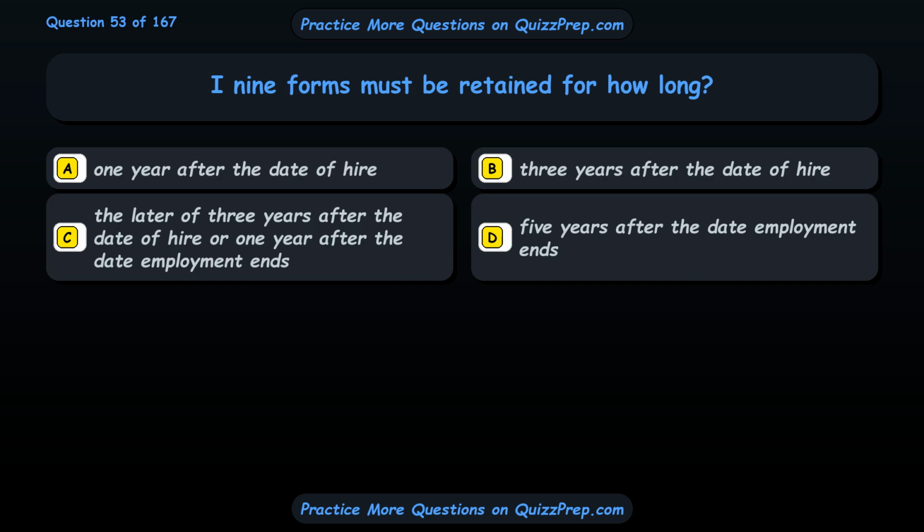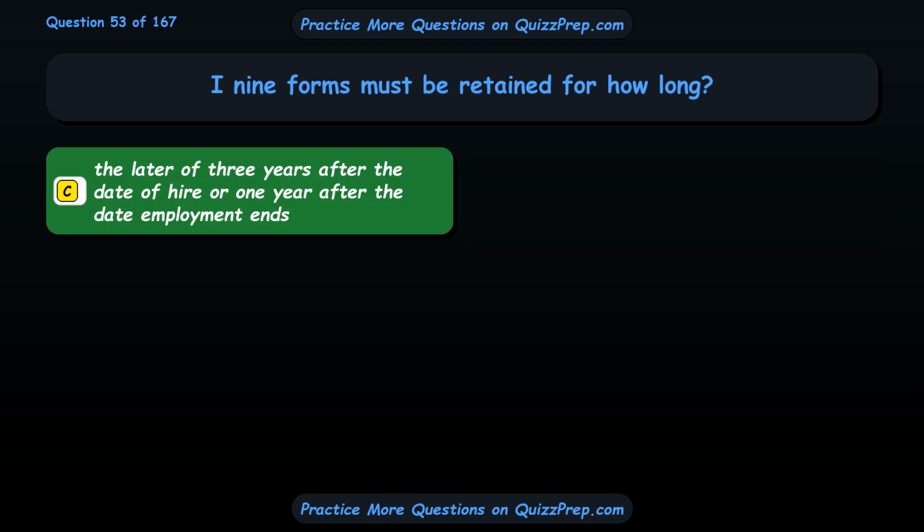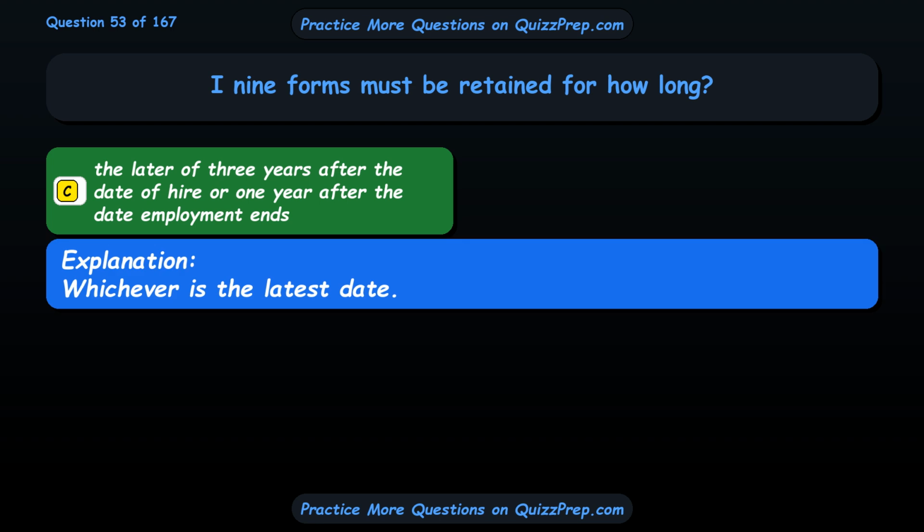Question 53. I-9 forms must be retained for how long? Option A. 1 year after the date of hire. Option B. 3 years after the date of hire. Option C, the later of 3 years after the date of hire or 1 year after the date employment ends. Option D, 5 years after the date employment ends. The correct answer is option C, the later of 3 years after the date of hire or 1 year after the date employment ends. Whichever is the latest date.